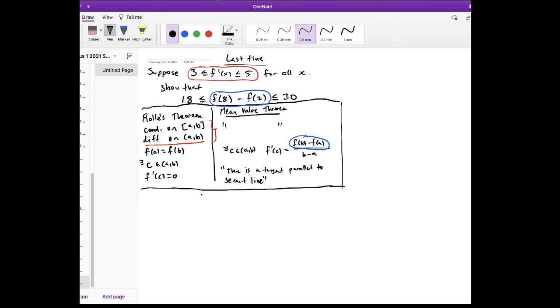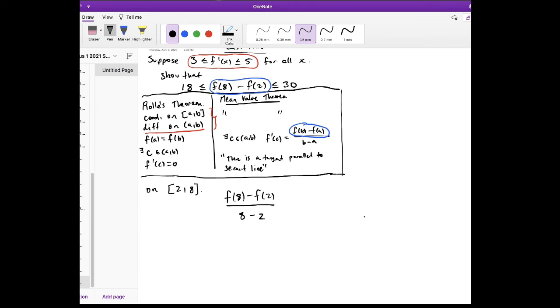Let's think about the interval 2 to 8. What do you know about the interval 2 to 8? Use the mean value theorem. So what do you know about f of 8 minus f of 2 over 8 minus 2? So this is the slope of the secant line, right, between x equals 2 and x equals 8. What do you know about this value?